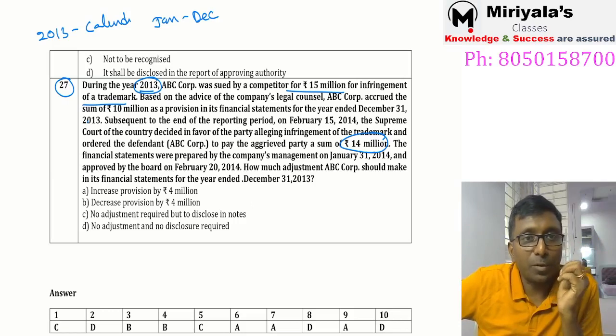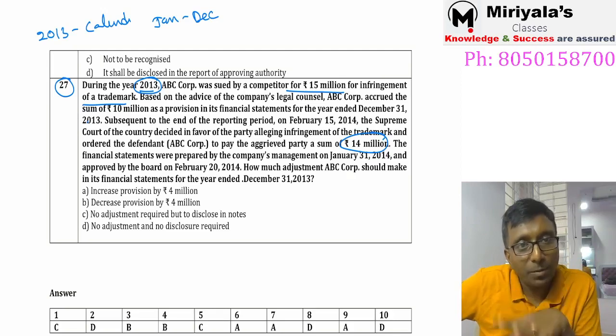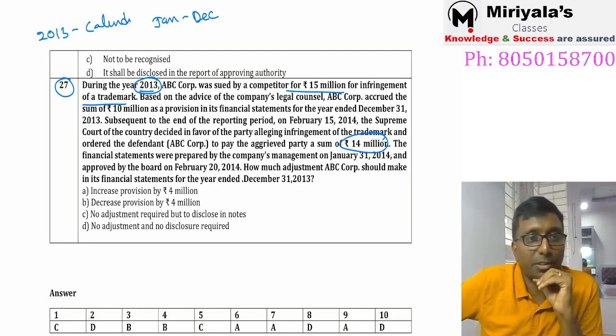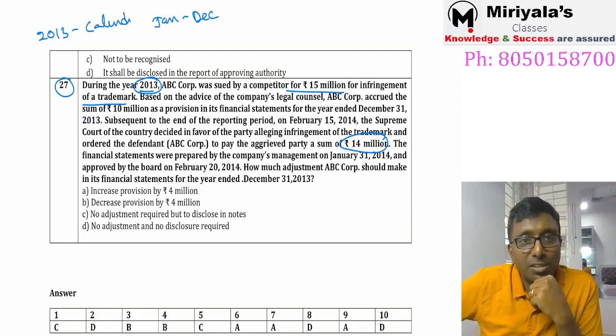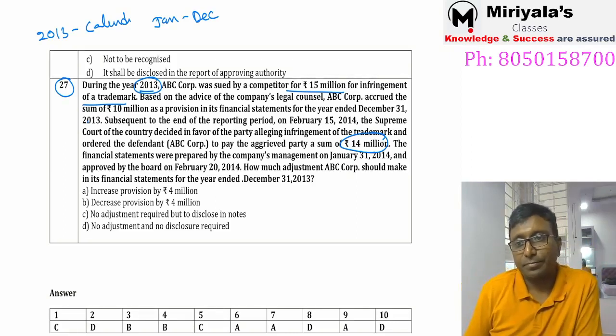The financial statements were prepared by the company management on January 31st. Okay, the judgment has come on which date, my dear? February 15th the judgment has come. The financial statements were prepared by the management on 31st January itself, and approved by the board on February 20th. That is after the judgment. Done. So how much adjustment should be made in the financial statements? Tell me, my dear. Shall we increase the provision by 4 million or decrease it by 4 million? Nothing, no adjustment, no disclosure? Answer quickly.